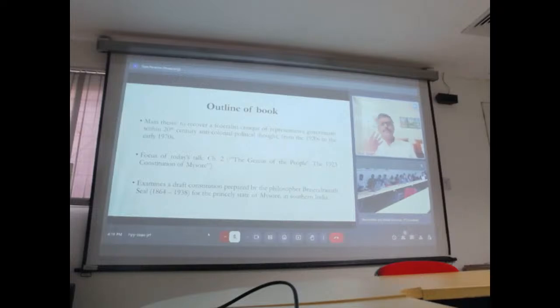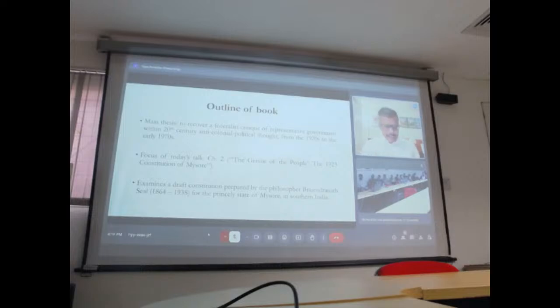So the main thesis of the book, the main goal, is to challenge this historiography and to do so by recovering a federalist tradition from within 20th century South Asian political theory, which was quite critical of representative democracy, and to try and reconstruct its alternate vision of nationalism and popular sovereignty, and how it saw the relationship between nationalism and popular sovereignty. And this is a tradition that in the book I traced from the early 1920s to around the early 1970s, so about a half-century period.